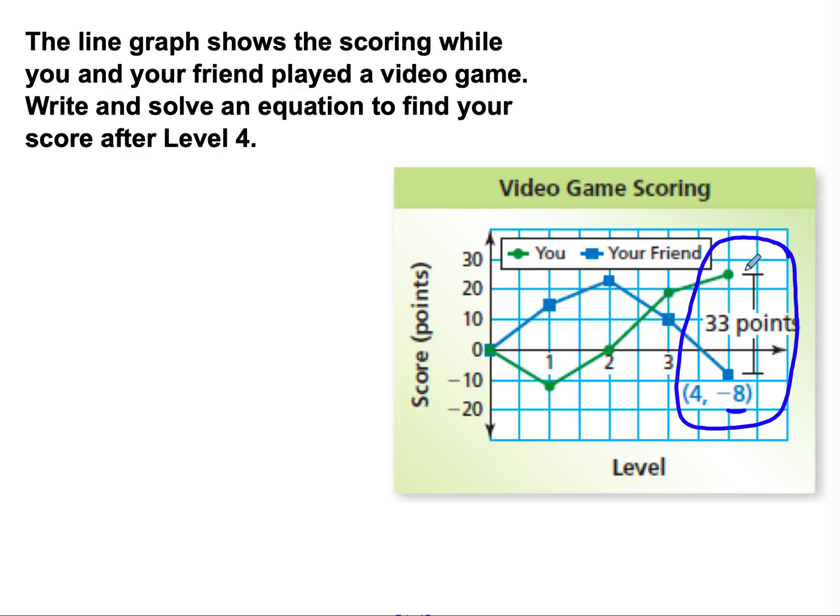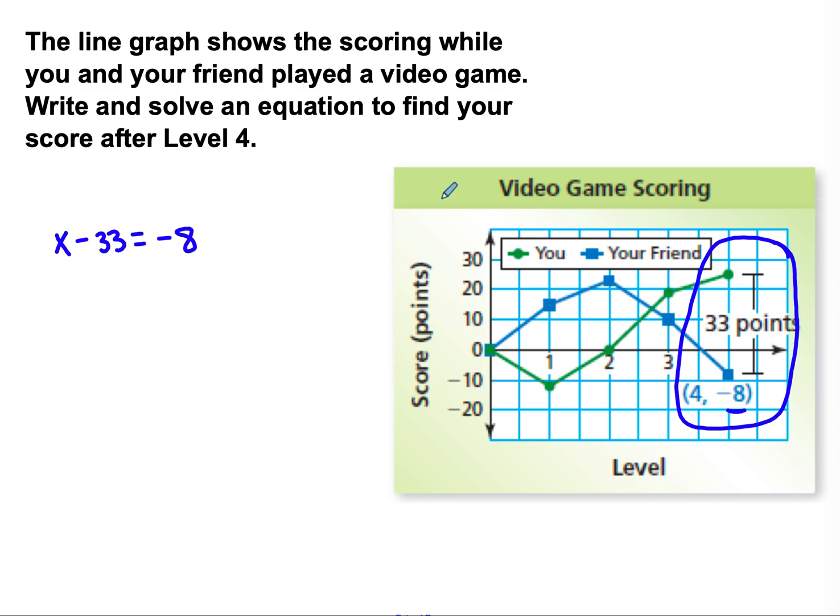So I need to write an equation that shows how I would get my score from my friend's score. Okay, so there are several different ways that we can do this. I'm going to start with my score, X. Okay, so if I'm here and I'm trying to get to my friend's score, I've got to subtract 33 points. If I add 33 points to my score, it's going to go up here. And my friend was lower, so I've got to subtract the 33. So X minus 33 equals my friend's score of -8.